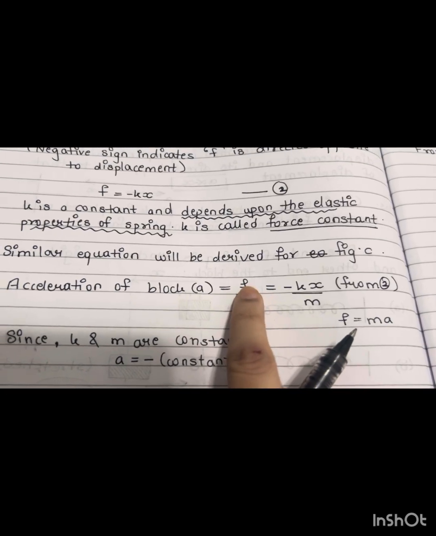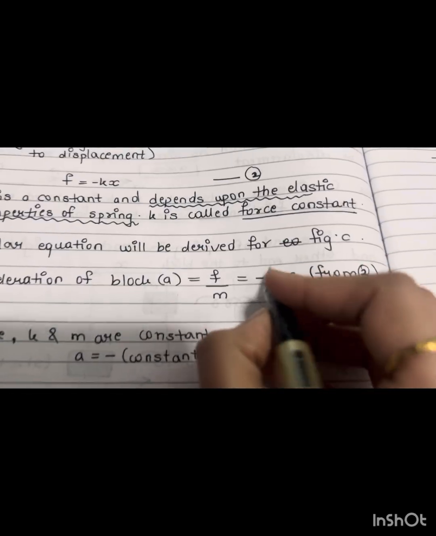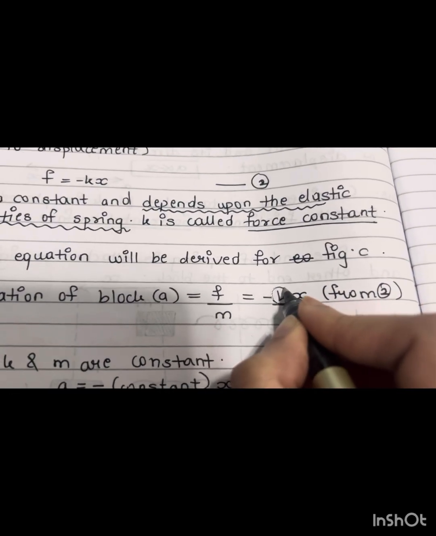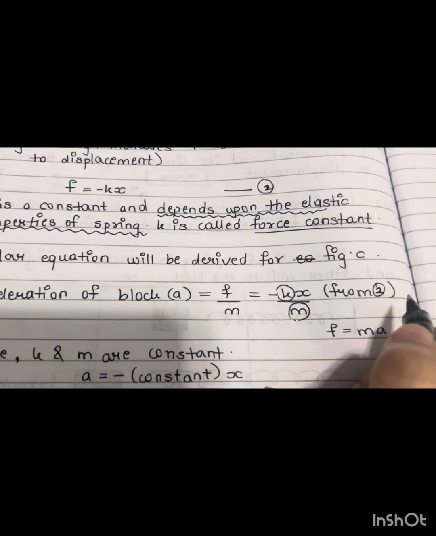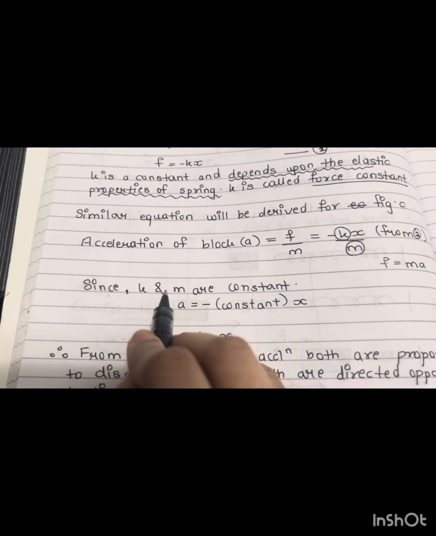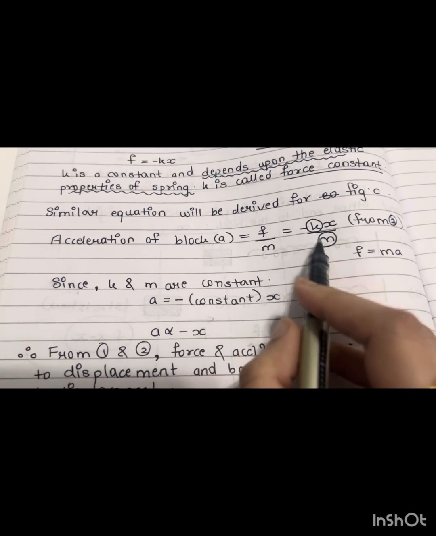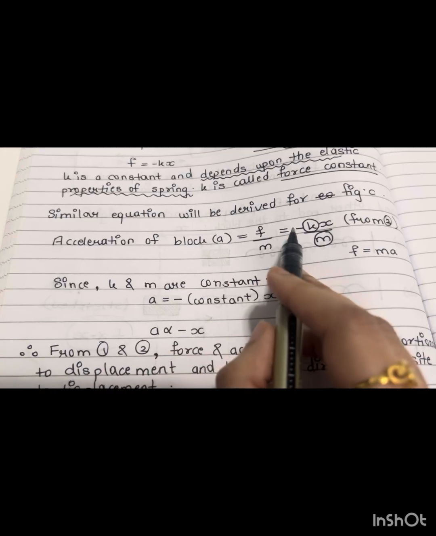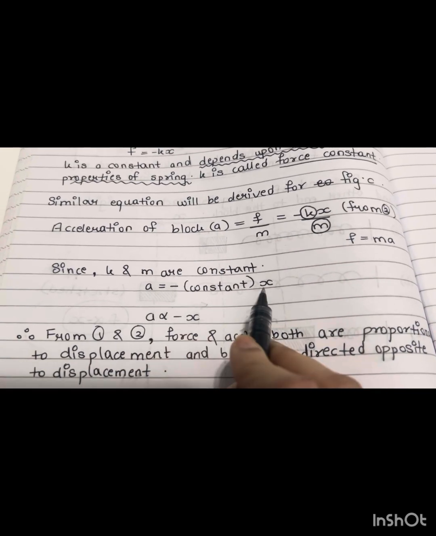We have the formula of force in equation 2, just substitute that. I have written that, that is from equation 2. Now k is a constant, mass will also remain constant, mass of the block. So instead of k upon m, I am writing constant. Since k and m are constant, instead of writing k and m, I'll directly mention this as constant. So a is equal to minus constant into x.